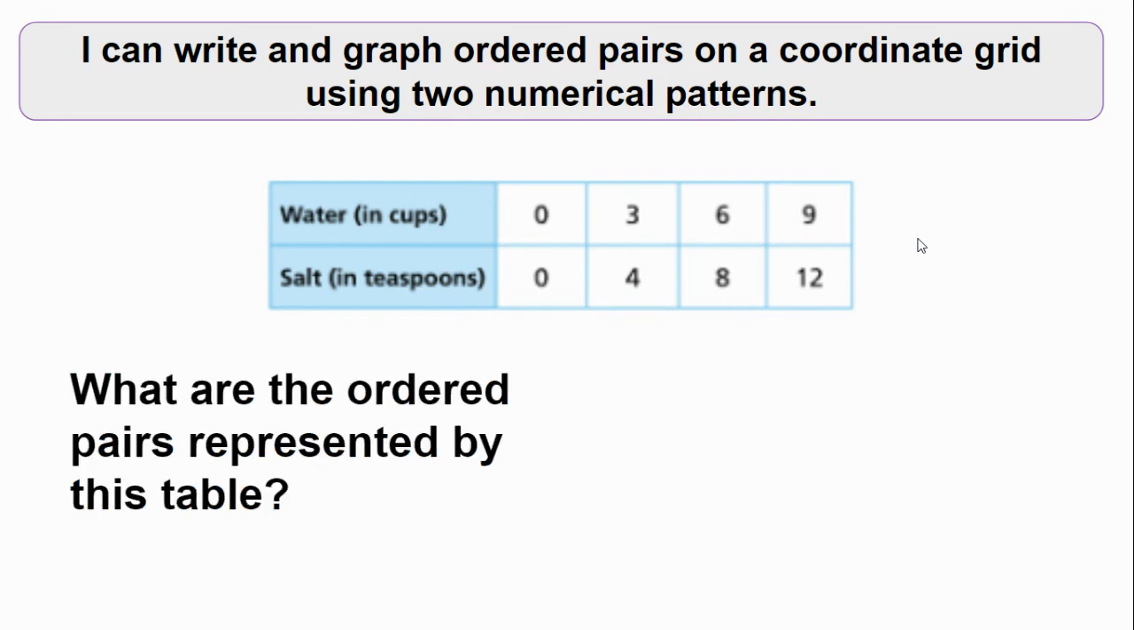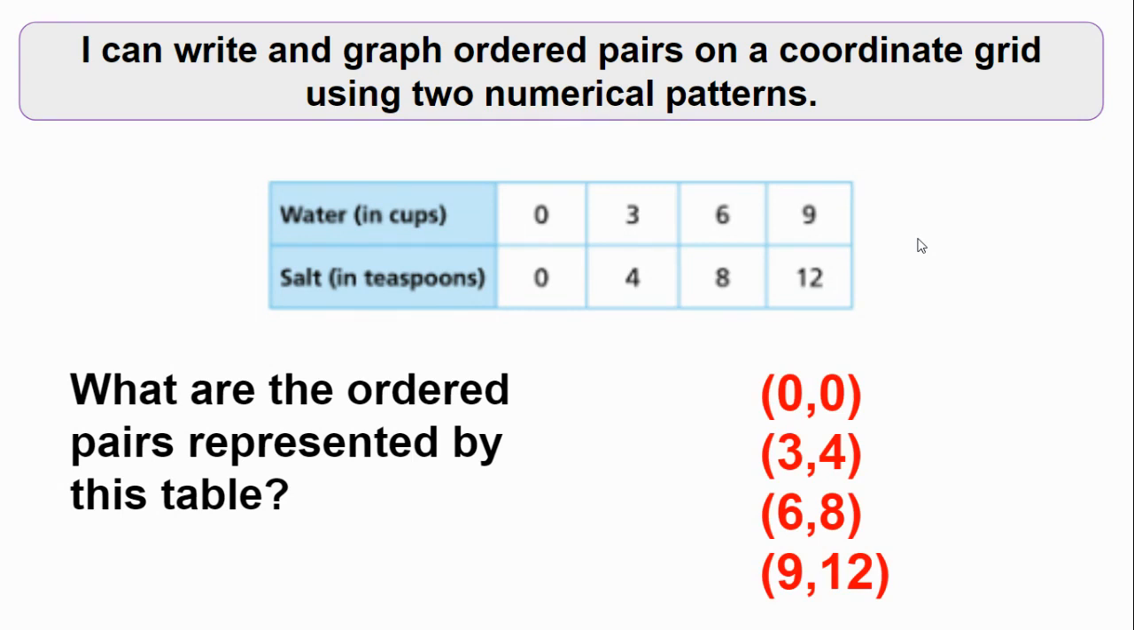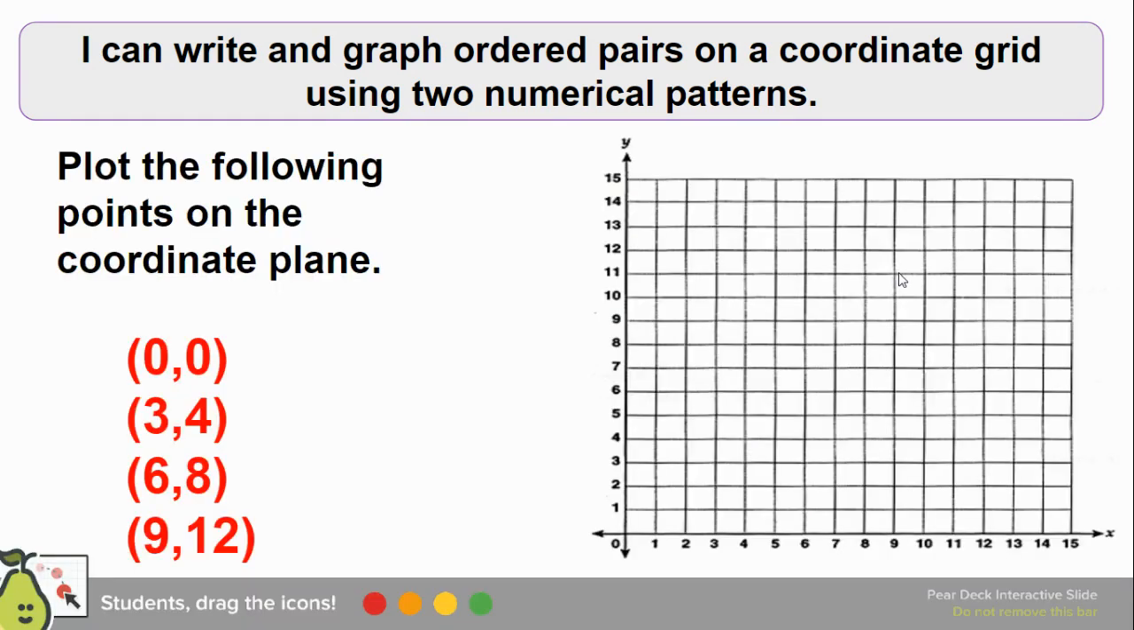Now, what are the ordered pairs represented by this table? Our water is going to be our x coordinate, and our salt is going to be our y coordinate. If I took the numbers from our table and just put them in parentheses to make them the coordinates, I have (0, 0), (3, 4), (6, 8), and (9, 12). Now it's your job to plot those points on the coordinate plane. (0, 0), (3, 4), (6, 8), and (9, 12). Plot those points on the coordinate plane.